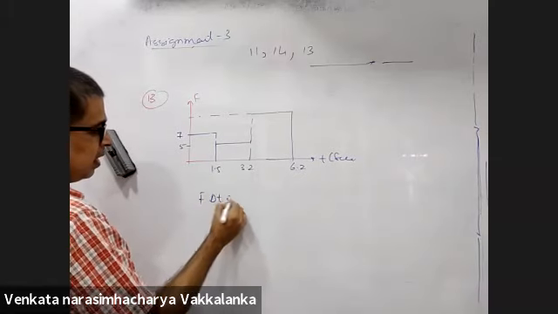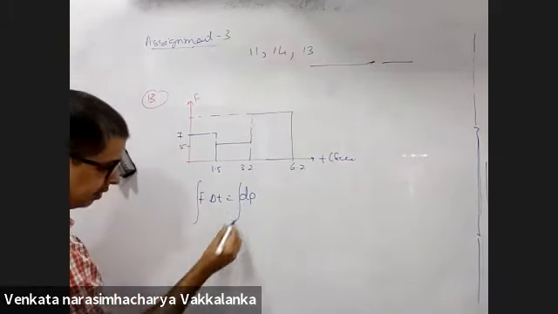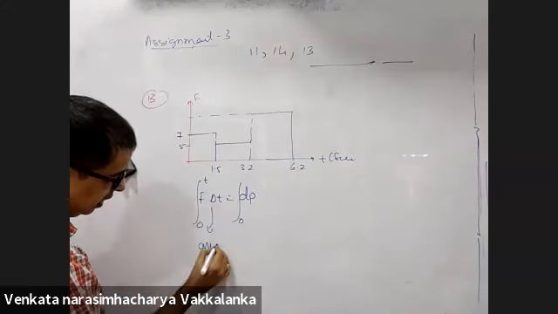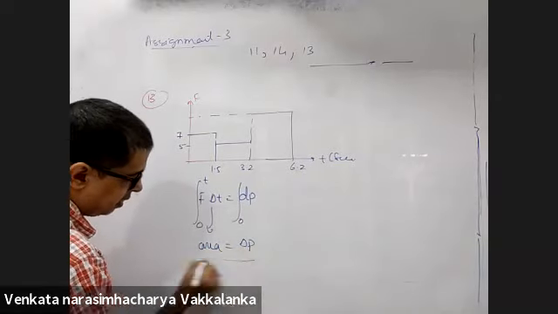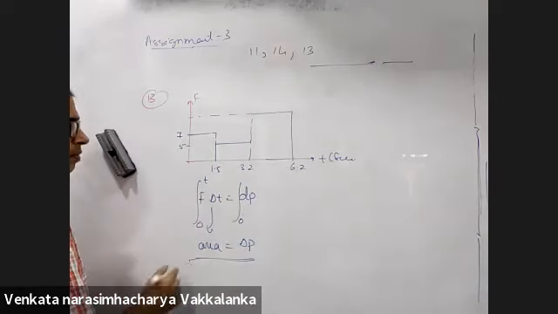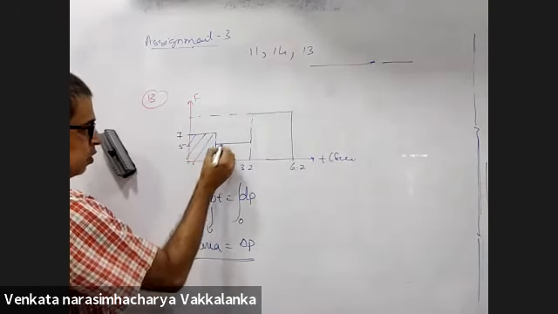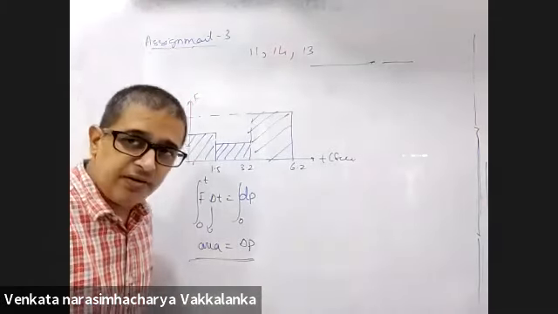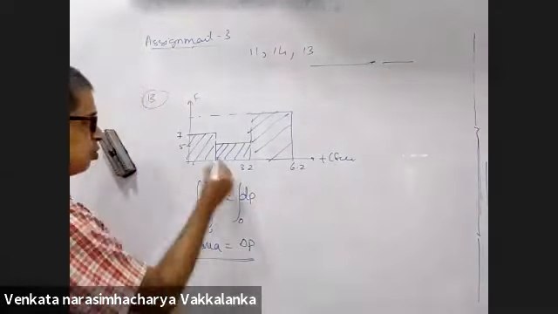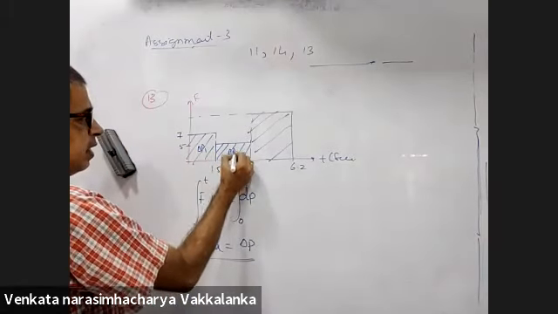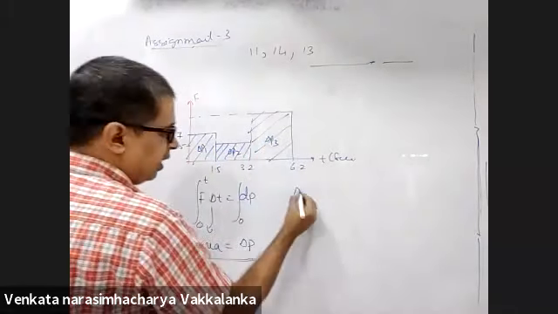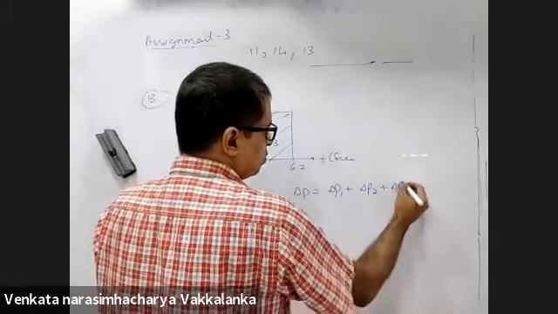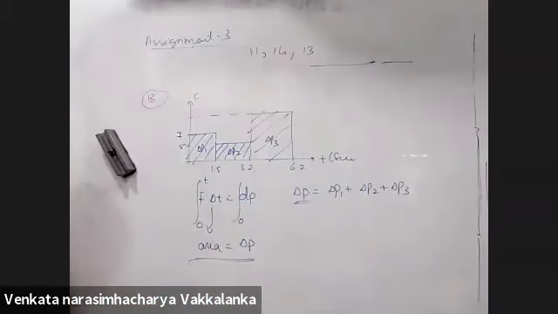F into dt is momentum. Integral from 0 to T. That means area underneath will give me delta P, change in momentum. Finding out the area under this will not be difficult for any one of you because they are rectangles. So I will get delta P1, delta P2, delta P3. Net delta P is delta P1 plus delta P2 plus delta P3. This is the net change in momentum.